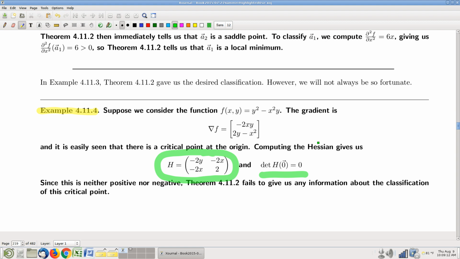Common misconception, again, that if the test fails, then it can't be any of the listed outcomes, and it's not true.